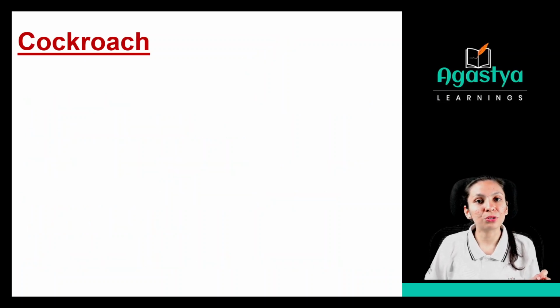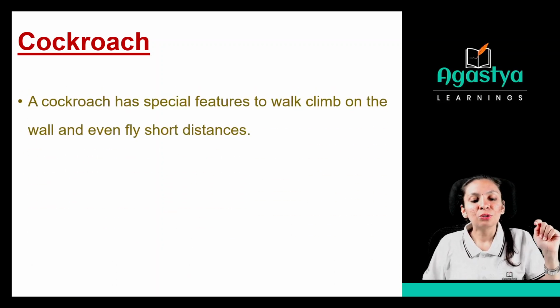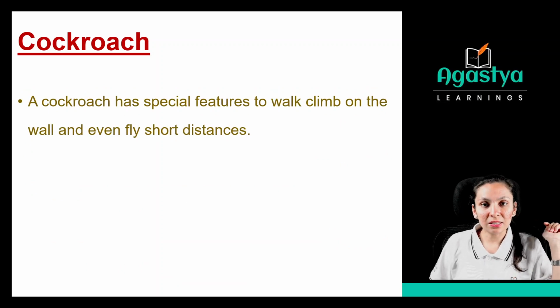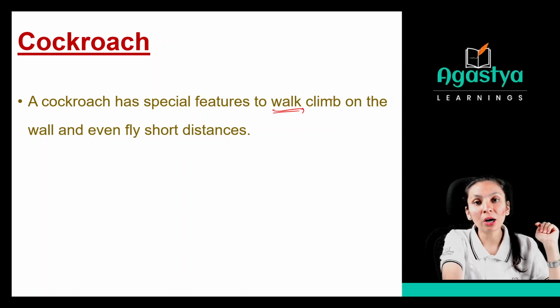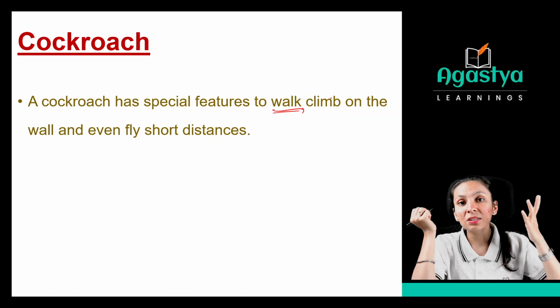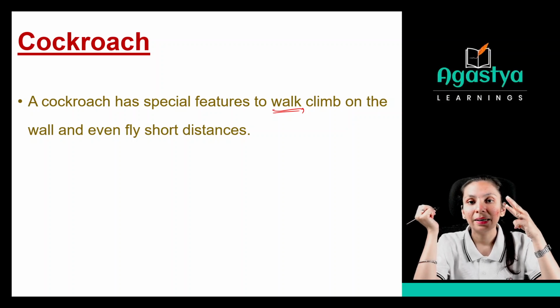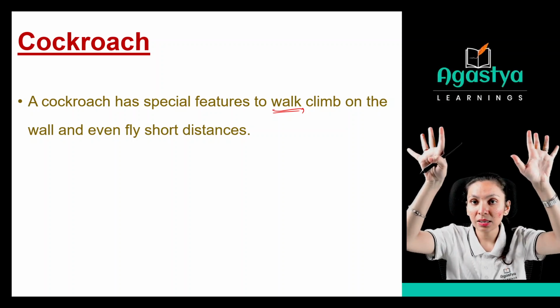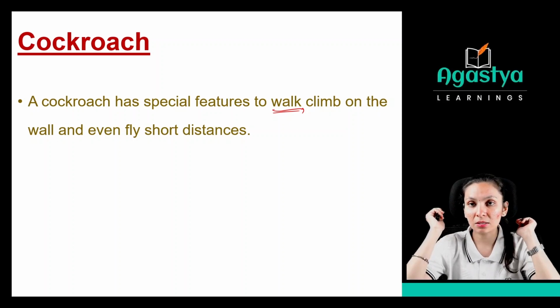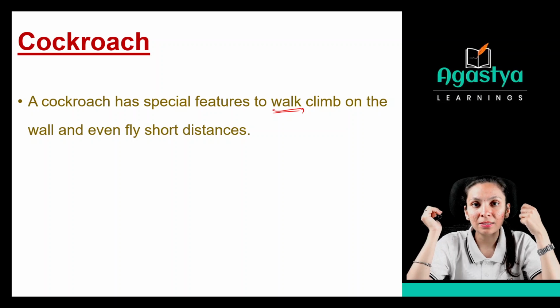That is the cockroach. Are you scared of the cockroach? No, you are strong, right? So the cockroach has special features to walk, to climb on the walls, and even fly for short distances. So these cockroaches have three features. Yes, they can walk easily, they can climb on the walls, and they can even fly for a short distance. So how can they do these things?